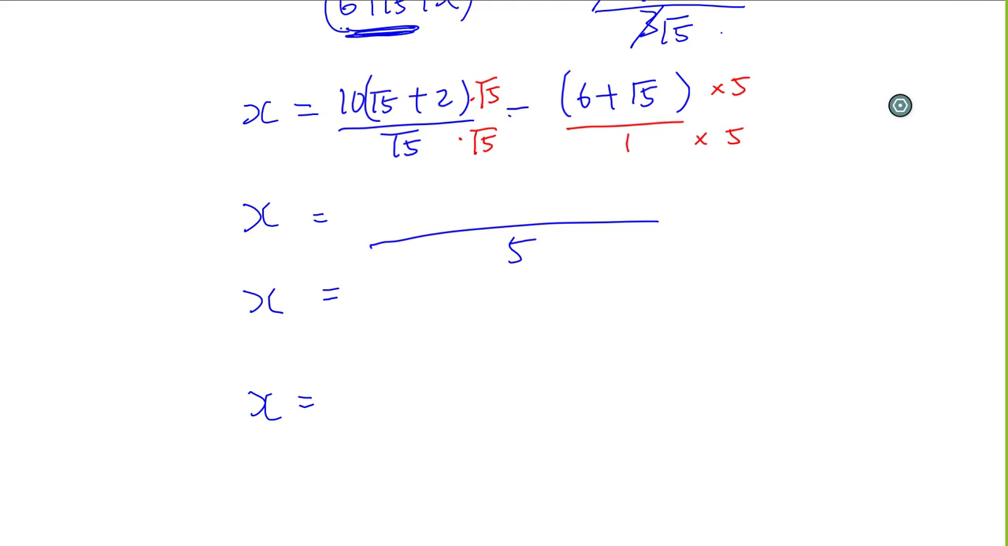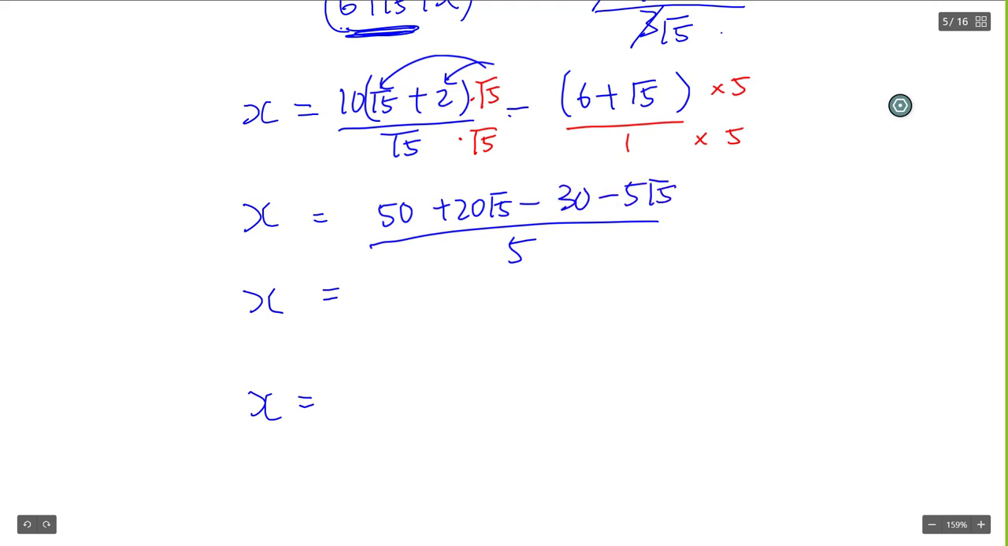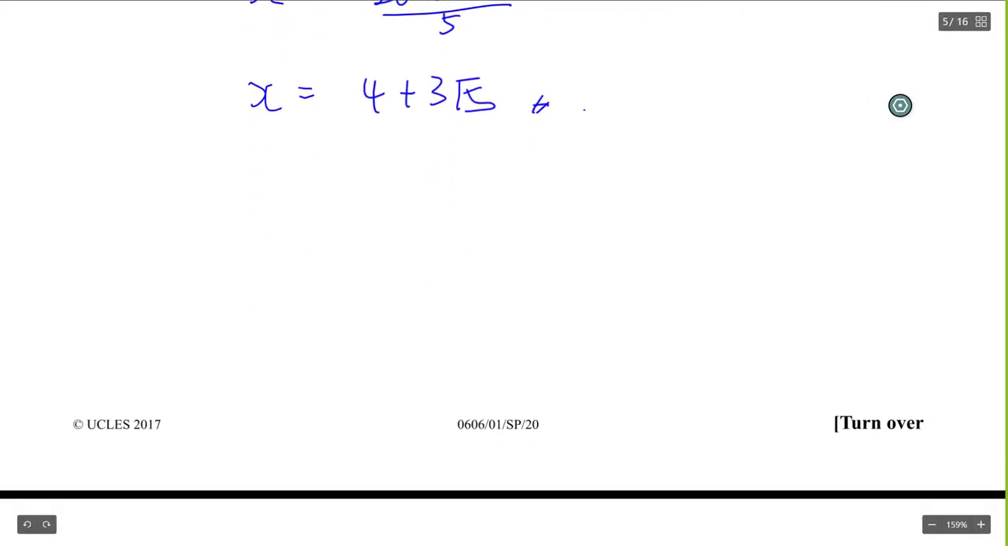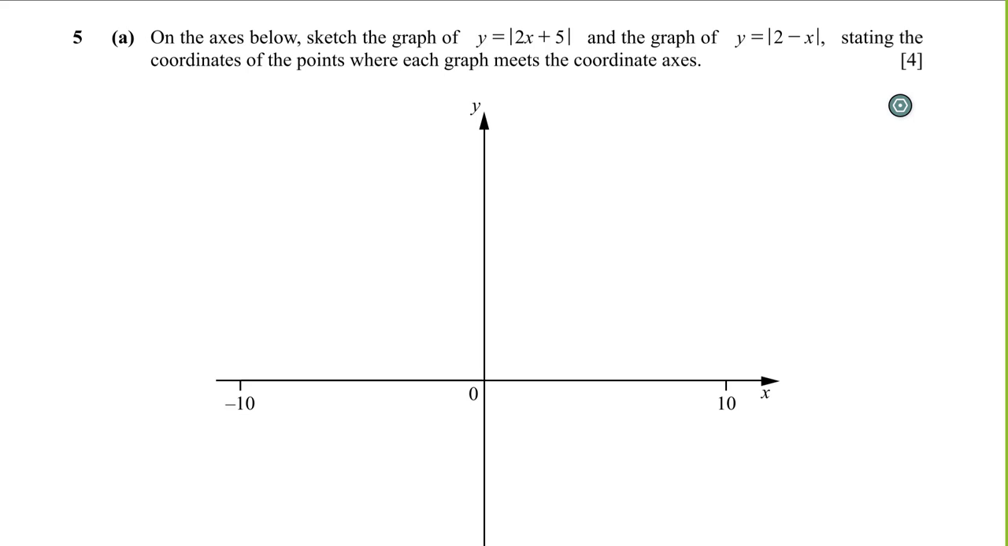So top will be, okay, I multiply into here better. 10 multiply 5 is 50. 2 surd 5 times 10 is 20 surd 5. This one times 5, minus 30 minus 5 surd 5. So I get 20 plus 15 surd 5 over 5. So it is just 4 plus 3 surd 5. Okay, so make sure you don't make any careless mistake, then this kind of question won't be too hard. And 6 marks, just be careful about the bracket.